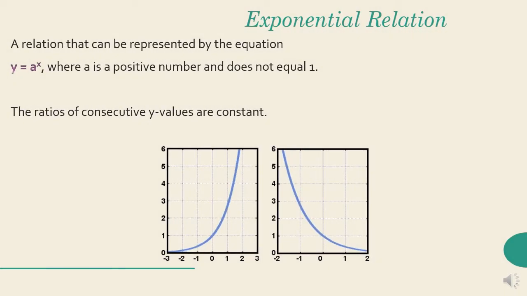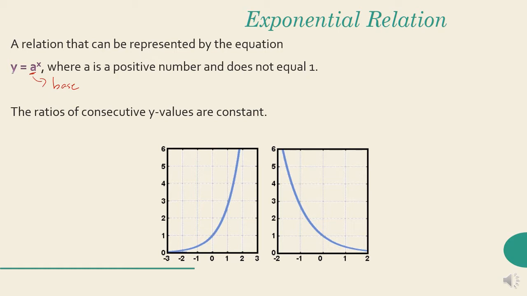So the exponential relation is any relation that can be represented by the equation, like it is written below. As a quick review from your first lesson, A is the base. So this says it has to be a positive number. We're not going to deal with anything that has a negative number as the base, because it behaves differently. Does not equal 1.